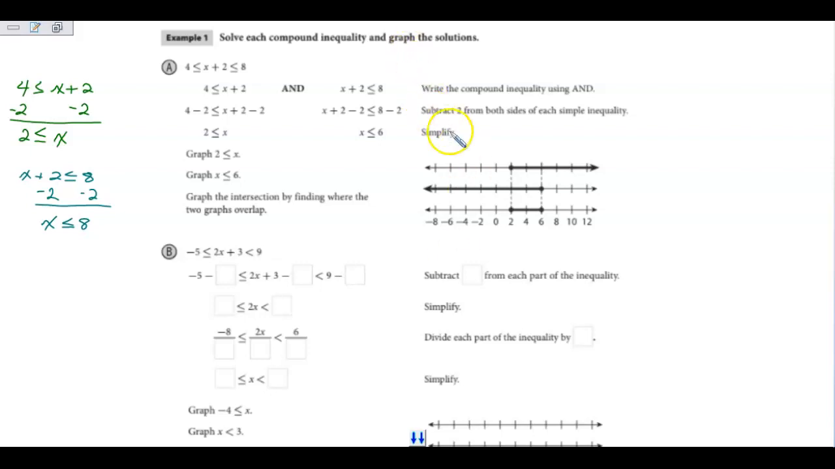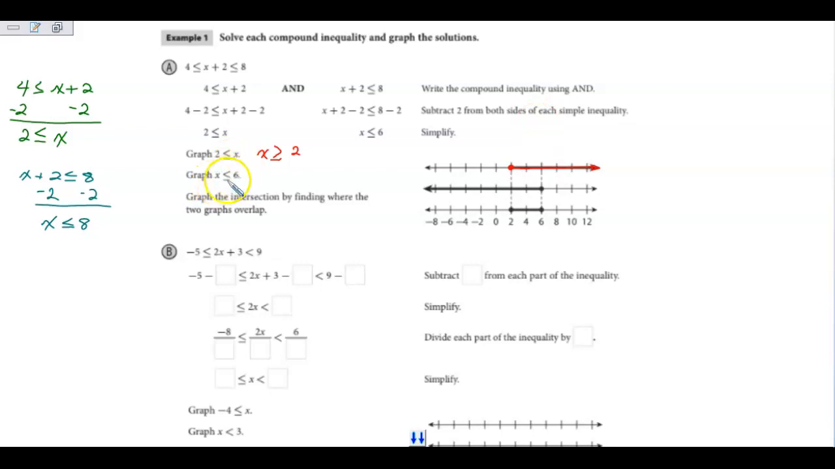I'm going to change my color here. So 2 is less than or equal to x. That means x can be 2, but it can be all the numbers that are greater than 2 as well. We could also rewrite this by doing a flip of everything, where everything reverses order. The x and the 2 switch places, and the less than or equal to becomes greater than or equal to. I sometimes refer to this as a pancake flip.